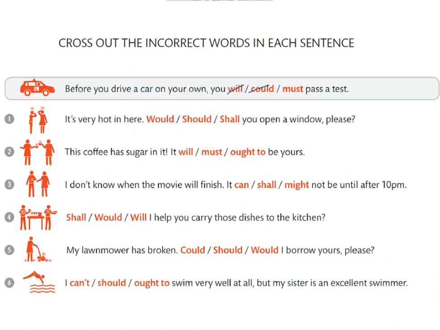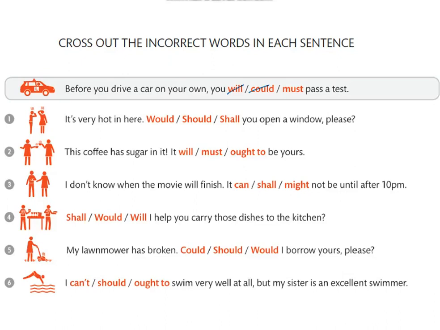Let's now cross out the incorrect words in each sentence. Before you drive a car on your own, you must pass a test. Number 1. It's very hot in here. Would you open a window, please?